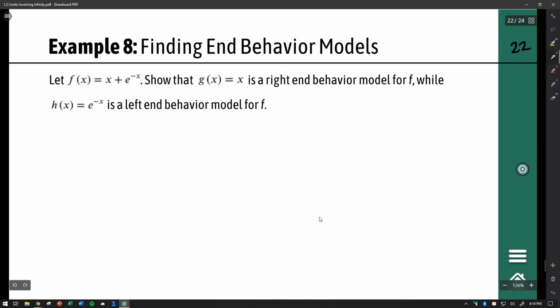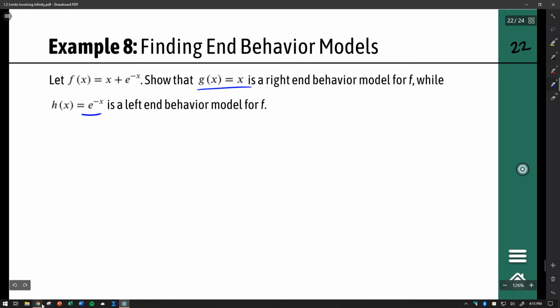So one more example, let's find end behavior models. This one is going to show us that we don't necessarily always see the same end behavior model on both the left and right side. So we're going to show that g of x is a right end behavior model for f, and we're going to show that e to the negative x is a left end behavior model for f.